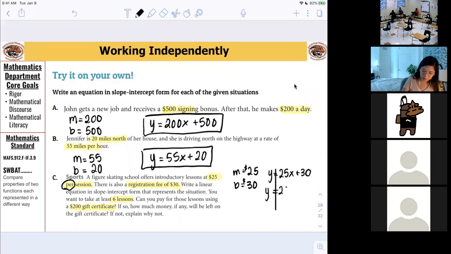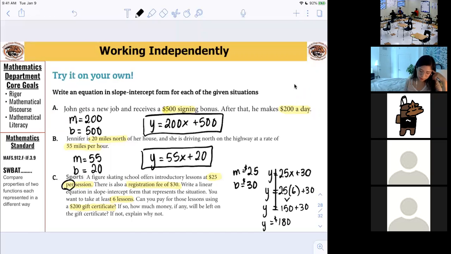So this is 25 times 6 plus 30. What's 25 times 6? You can use a calculator. 25 times 6 is 150. Good. 150 plus 30 is 180. So it would cost me $180.